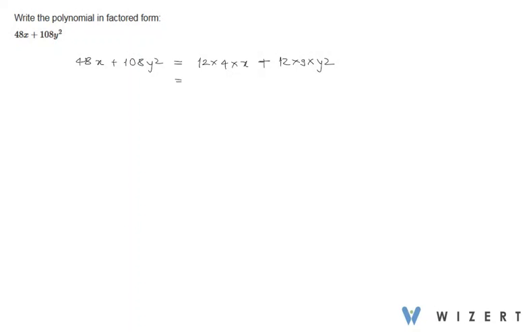So we can write this as 12 into 4x plus 12 into 9y square. So we take 12 common out of both terms. So the first term is left with 4x and the second with 9y square. So this is the complete factorized form of the given polynomial. This is the answer.